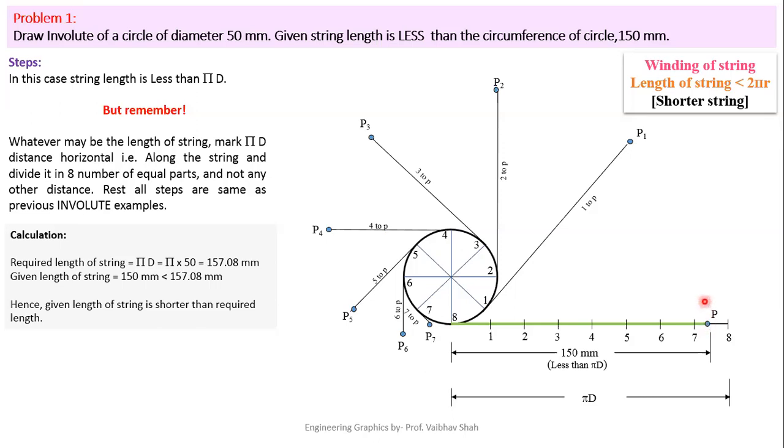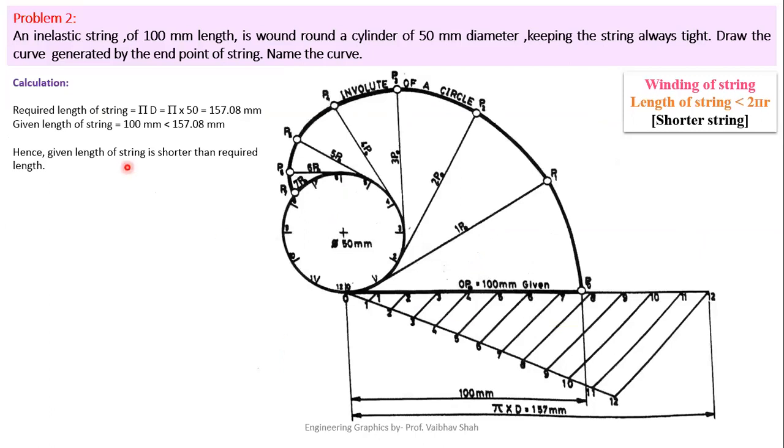Start your joining from P, P1, P2, P3, P4, P5, P6, P7, and then you have to just simply connect to the circle like this. So start like this. You have to draw this line and you have to connect with the circle. So this is nothing but the special case when we are given a shorter length of string. Very easy. So let us see one more example.